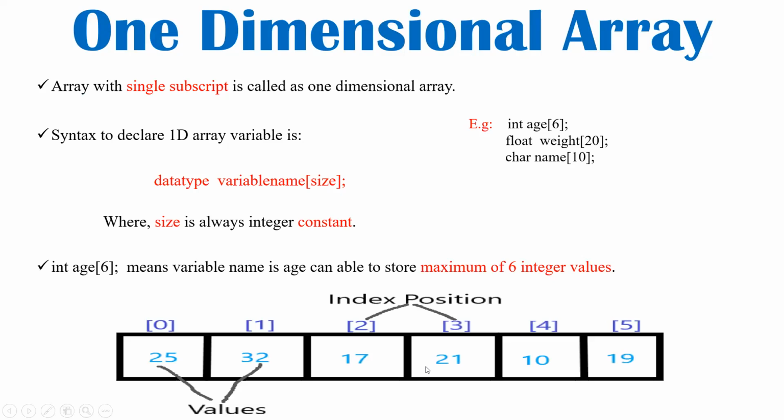So this is the age array. The age array contains 6 elements. These 0, 1, 2, 3, 4, 5 represent the index positions. 25, 32, 17, 21, 10, 19 represent the values of this array. So this is one example of how to assign values and how a one-dimensional array looks.